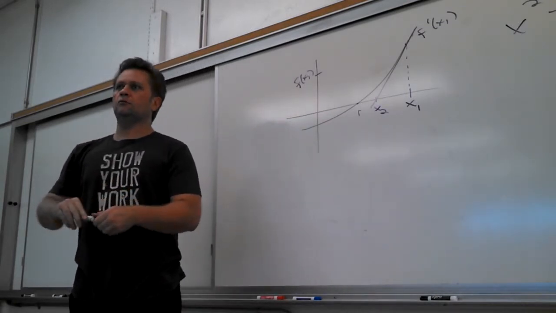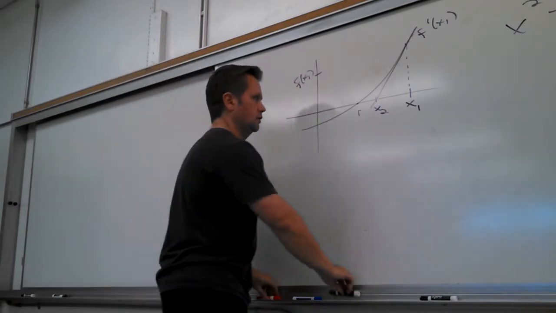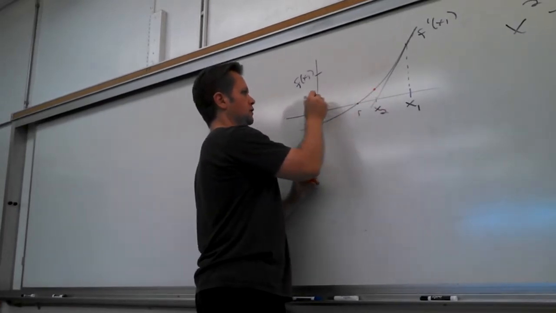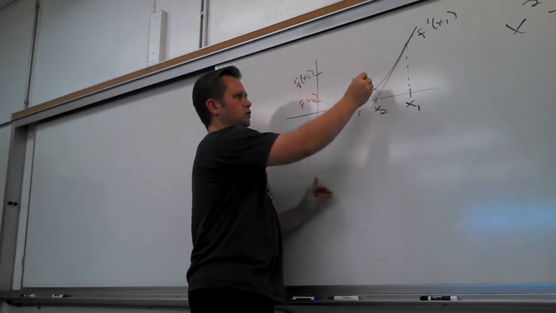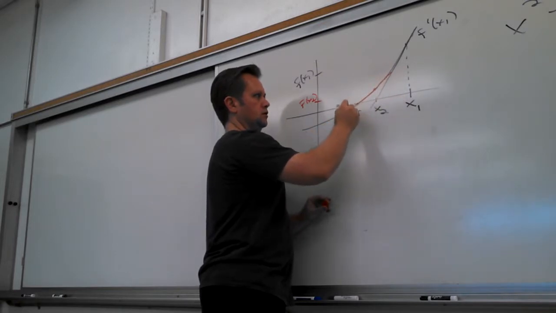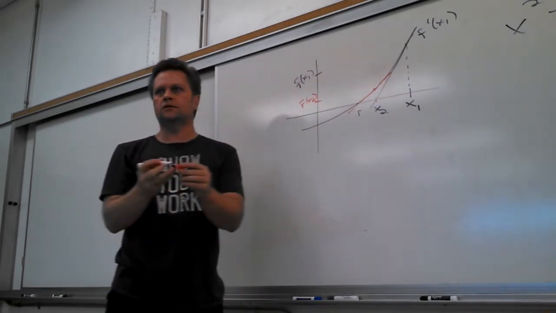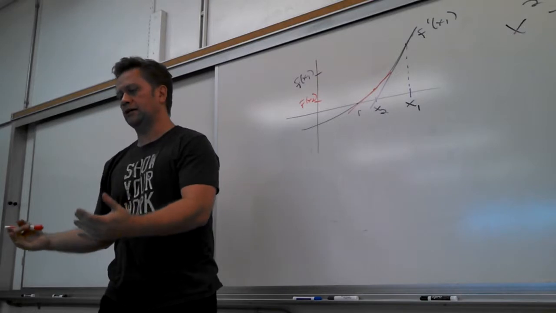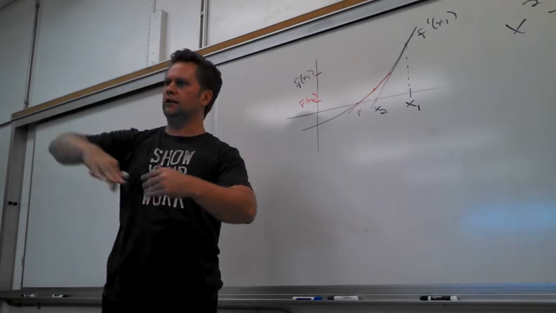And then what do you think we do? Then we look at the function value. We say there's f of x2. We create the new tangent. Of course, this function happens to be one that works really nicely. It's kind of leading us to the root.